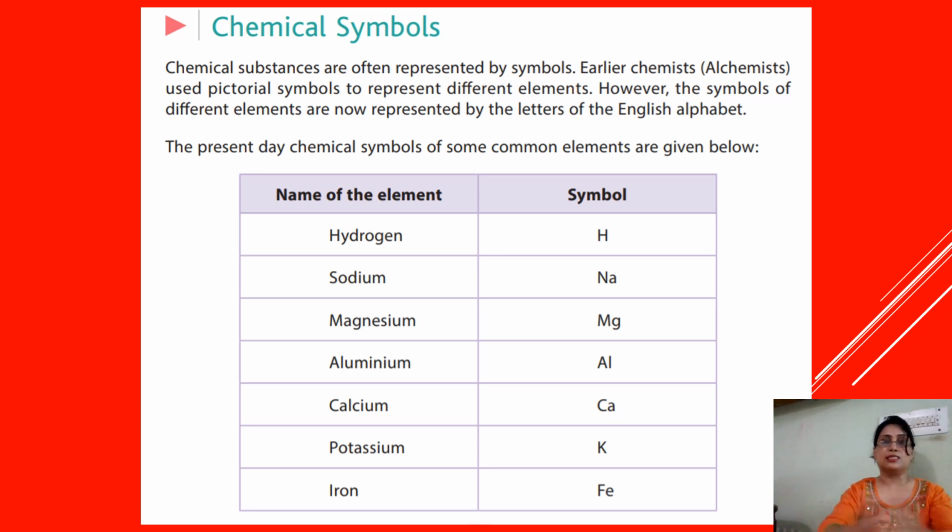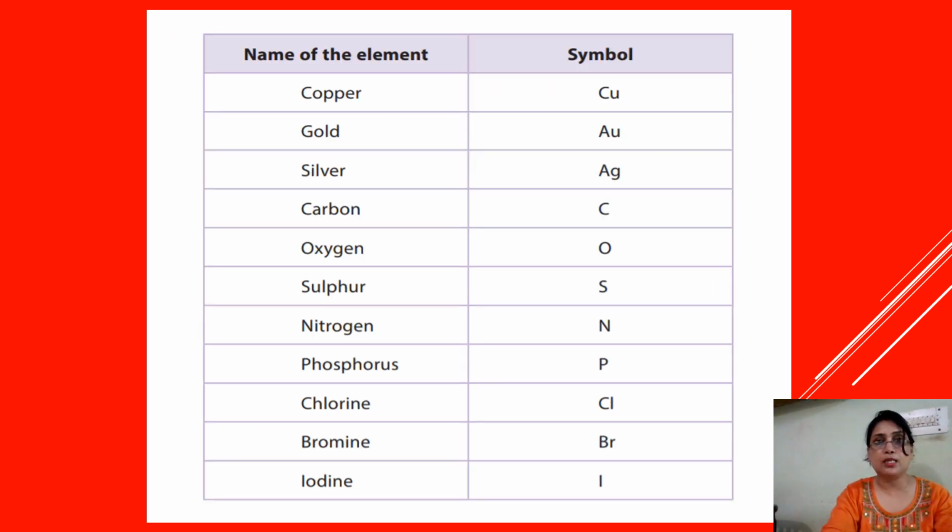The chemical symbols, like hydrogen is given by H, magnesium, Mg, aluminium. So see the different symbols given to different elements in the table. You do not have to worry that you cannot remember these symbols. Once you start practicing the chemical formulas and writing equations, you will learn it by heart. It is not very difficult.